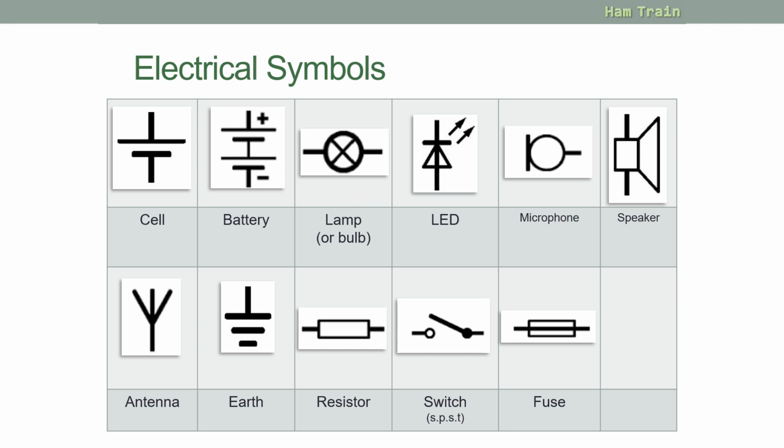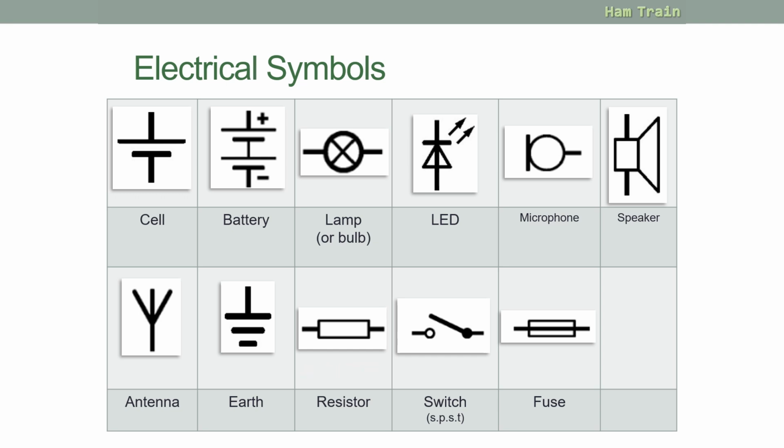Next we have the symbol for a lamp. Can be referred to as a bulb. The correct term through the exam is lamp. Then we have an LED, a light emitting diode. The symbol here for a microphone, not to be confused with the symbol for a speaker. For some of the block diagrams you'll see later, the symbol for the antenna and the symbol for an earth.